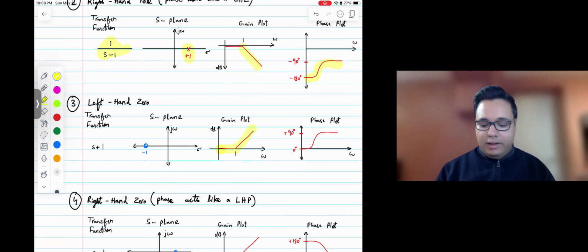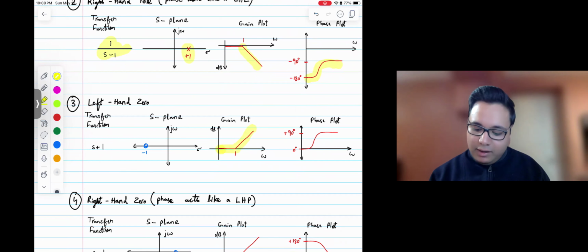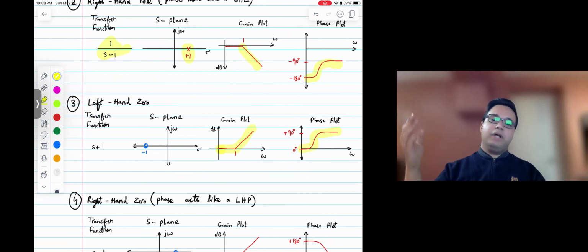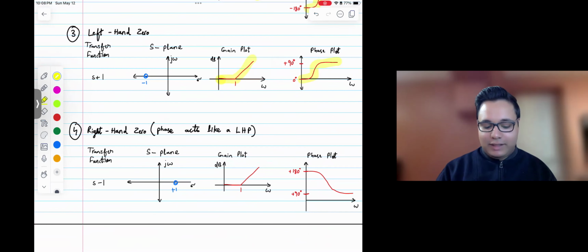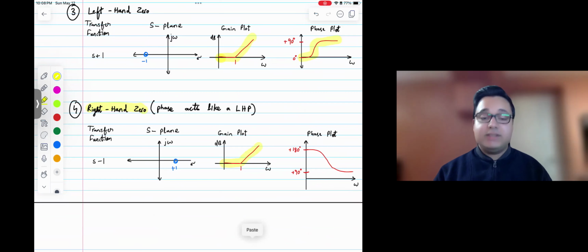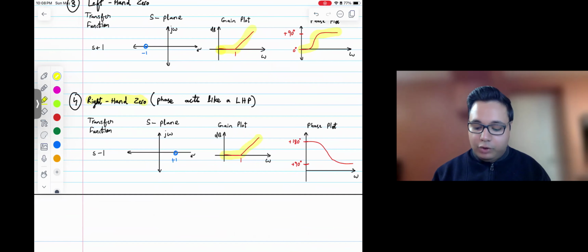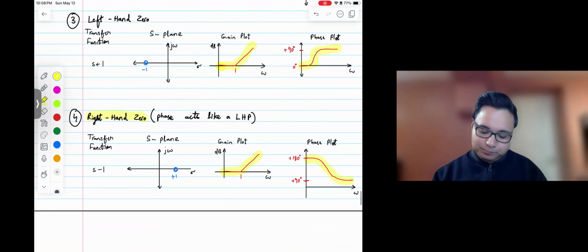And again, let's look at the left-hand zero, which is a normal thing that we see. Your gain would increase by 20 dB per decade, and your phase increases by 90 degrees. So great stuff. But then let's look at the right-hand zero, where the gain increases by 20 dB per decade. However, your phase falls by 90 degrees. So it's kind of like a pole, because the phase drops when you have a left-hand pole, right?